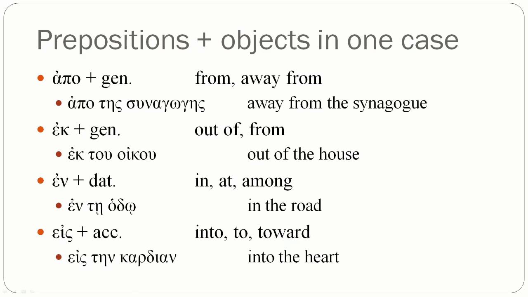So ek tu oiku. Tu oiku is the genitive form of house. And so ek tu oiku is out of the house or from the house.